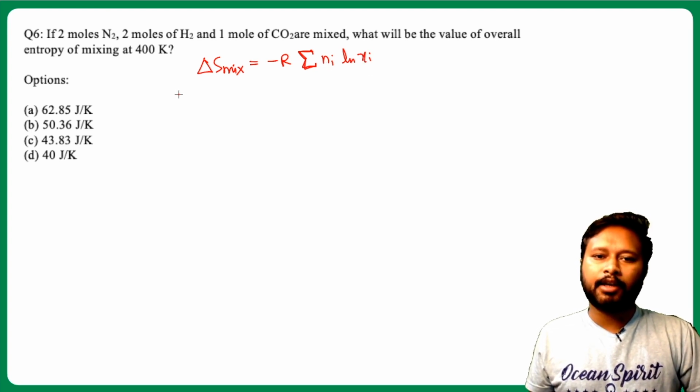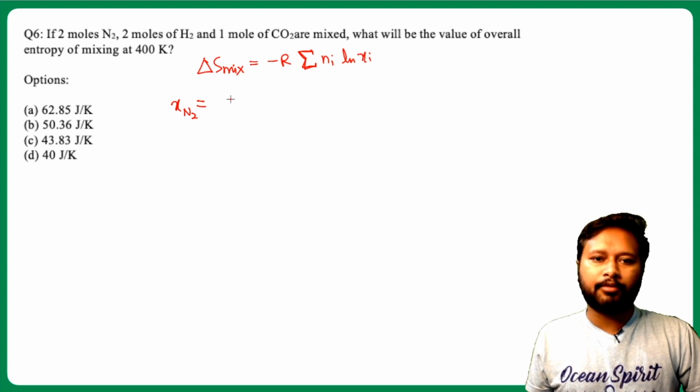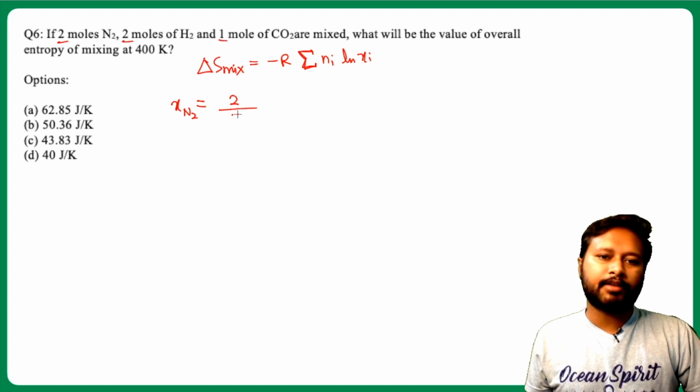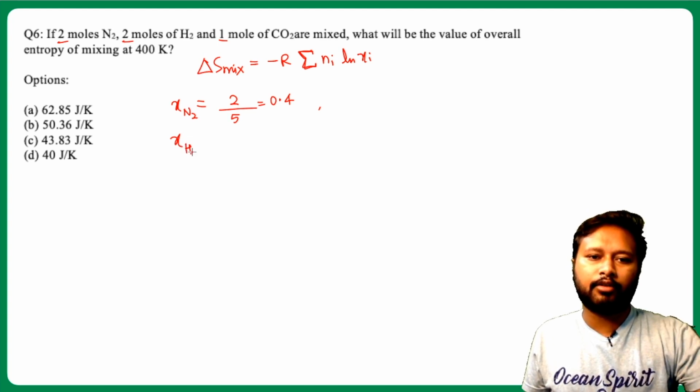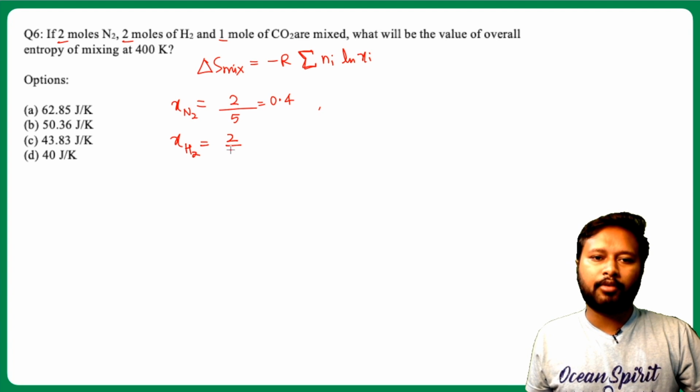So let's quickly calculate the mole fractions. The mole fraction of N2 is equal to the number of moles of N2, that is 2, divided by total number of moles. Total moles is 2 plus 2 plus 1, that is 5. So 2 upon 5 or 0.4, right? And the mole fraction of H2 follows the same thing, 2 upon 5, because 2 moles of H2 is also used, that will also be 0.4. And for carbon dioxide, that is just 1 mole, so 1 by 5, and that will be 0.2.